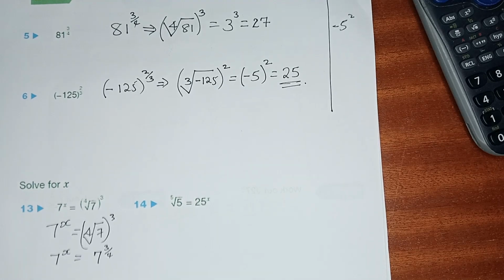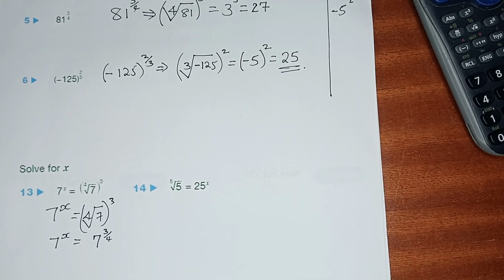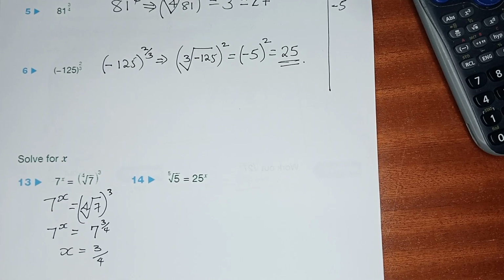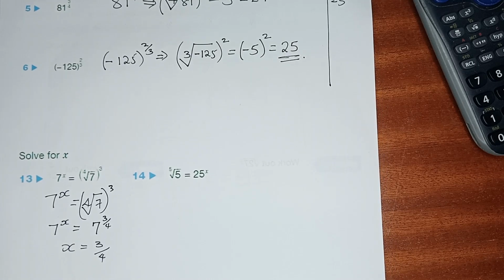And now you can already see that the left-hand side is equals to the right-hand side, and that the bases are the same, so it goes without saying that the indices must also be equal. So directly x is equals to 3 over 4. And that is the end of that question, number 13.